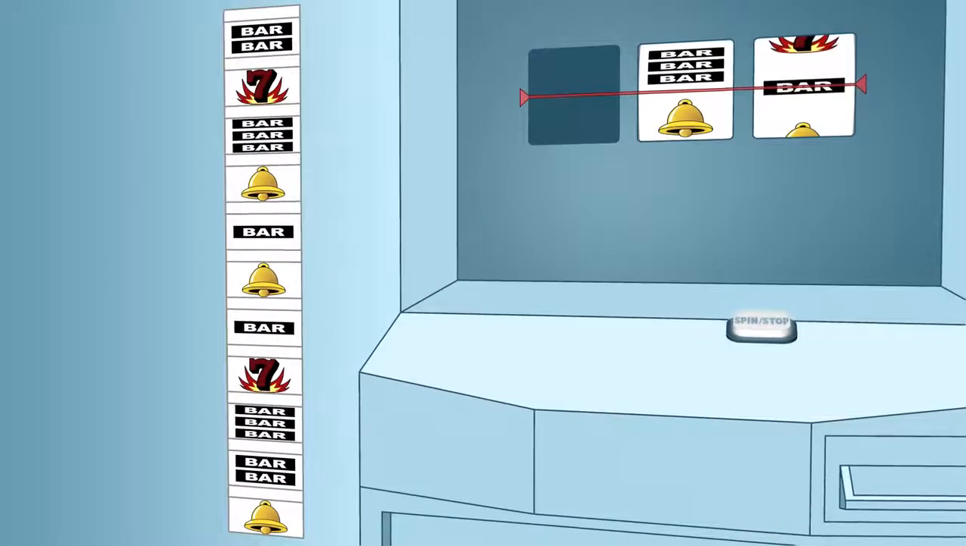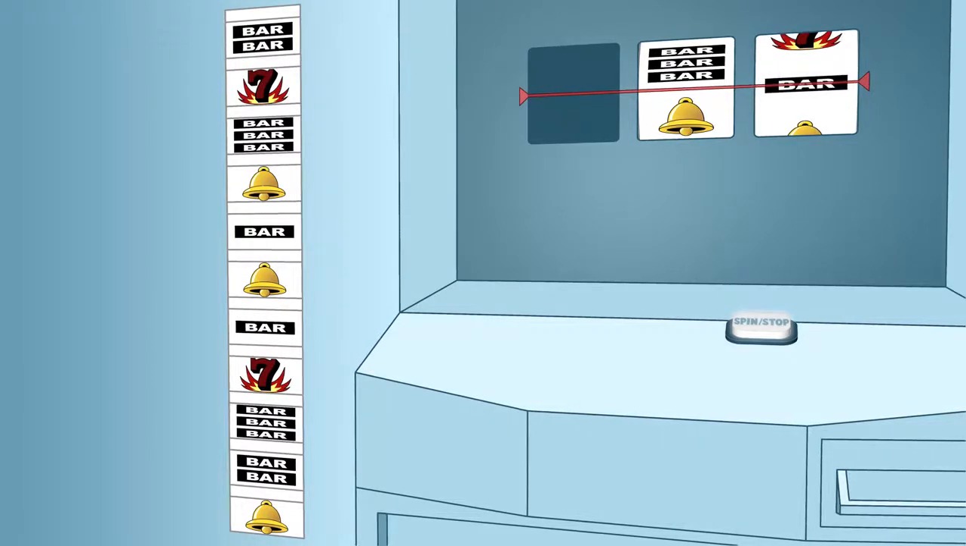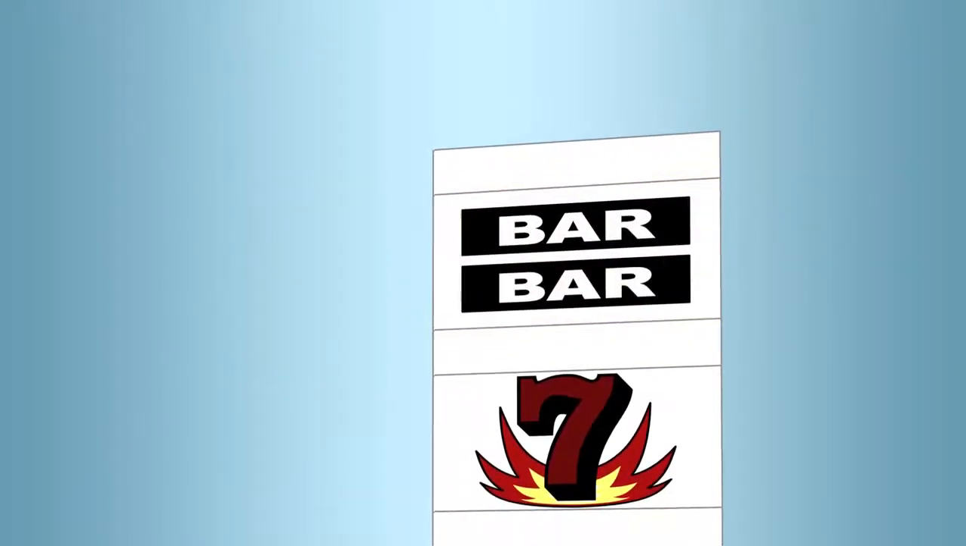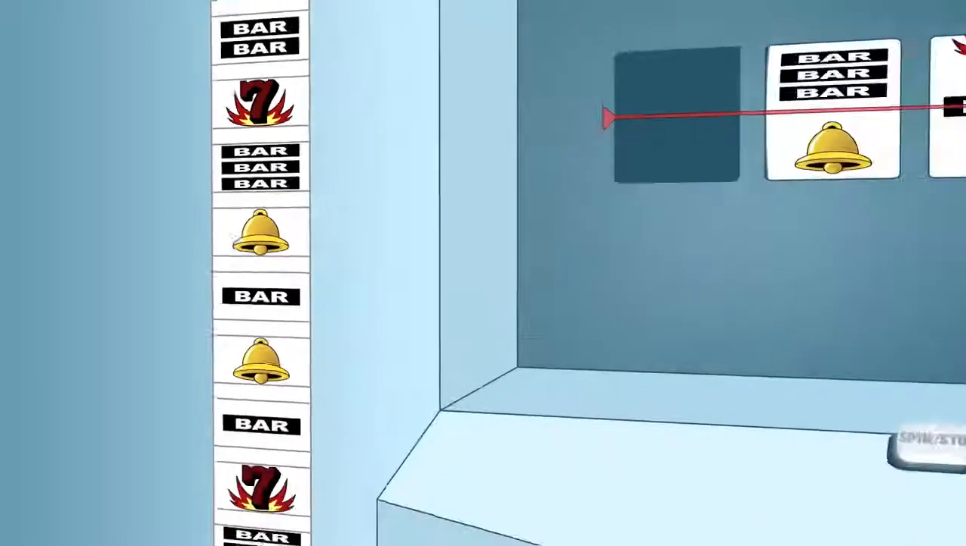Together, these symbols and blanks make up the 22 stopping positions on the reel. Slot machines are designed so that the reels can stop on any of the 22 stopping positions. On this reel, there is a blank space in position 1, a double bar in position 2, a blank space in position 3, a 7 in position 4, and so on.